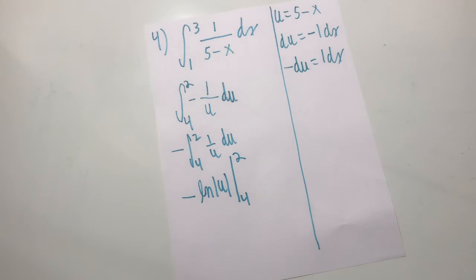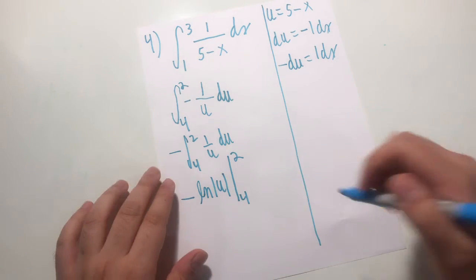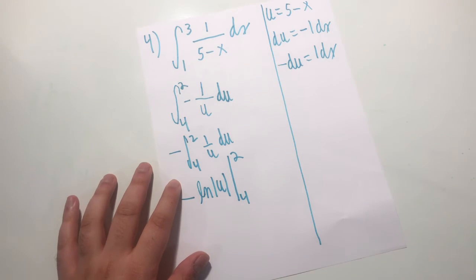Okay? And what's nice about this, when you're doing a definite integral, you don't have to substitute back, right? What you're going to do is you're going to replace this in here with your bounds. You don't have to bring the 5 minus x back in.